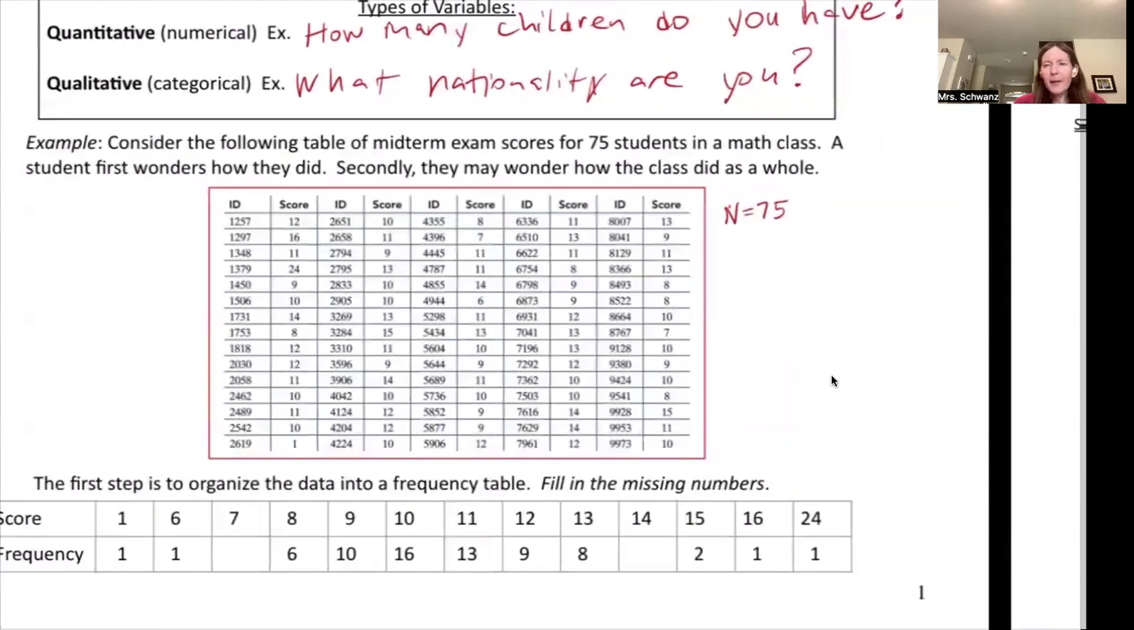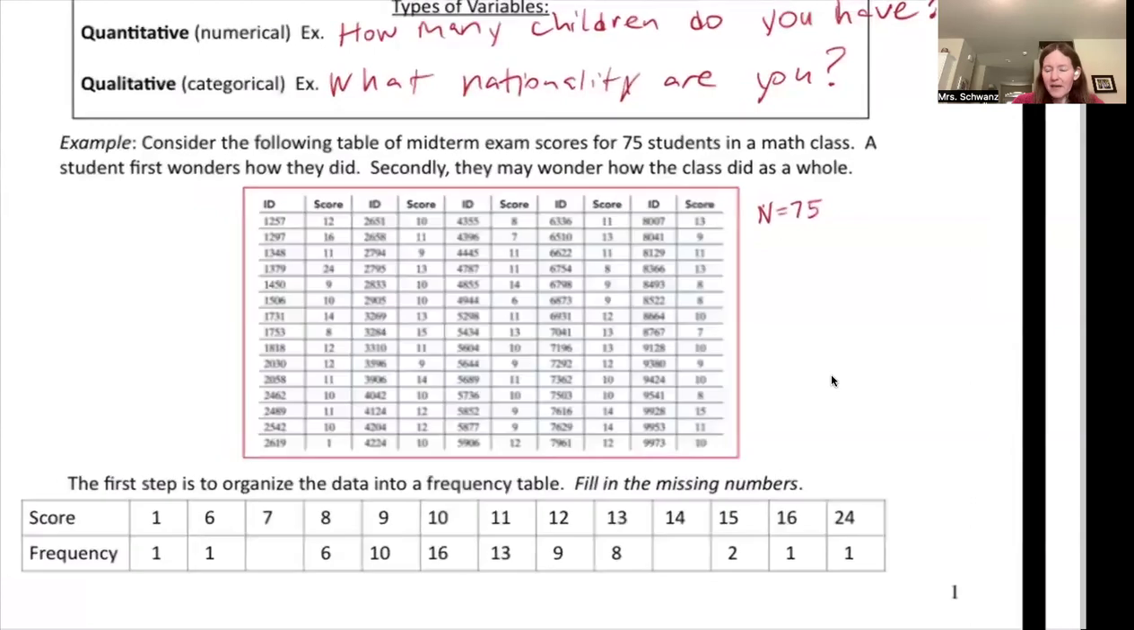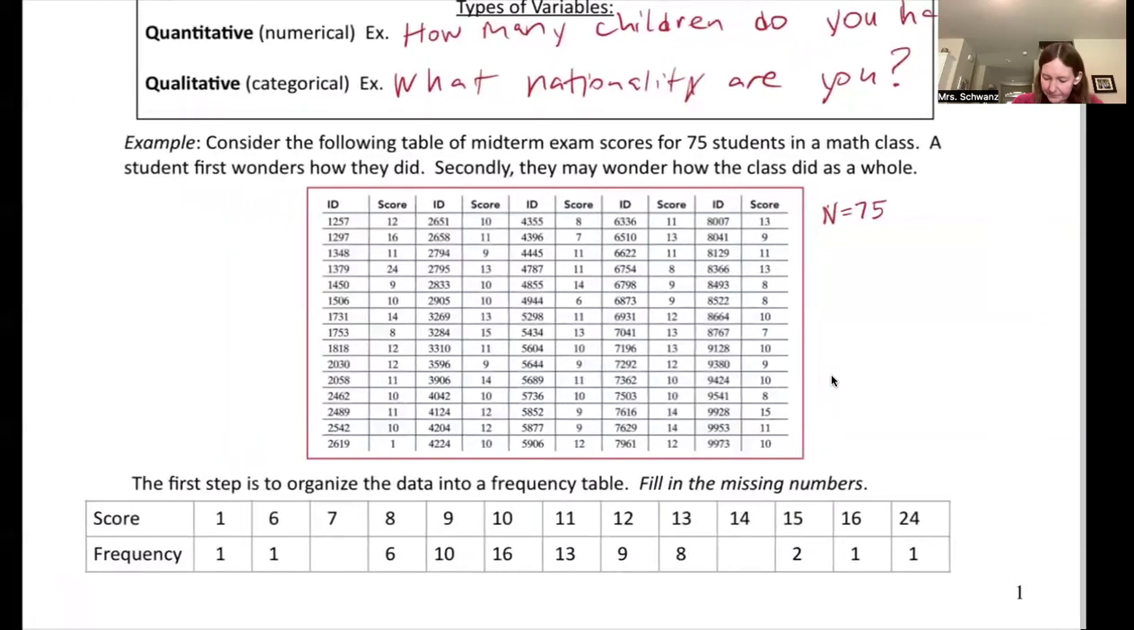Don't confuse that with the capital N. When you get to statistics class, usually the capital N refers to the number of people in a total population of interest. So don't confuse that with what you may see in a statistics class later on.